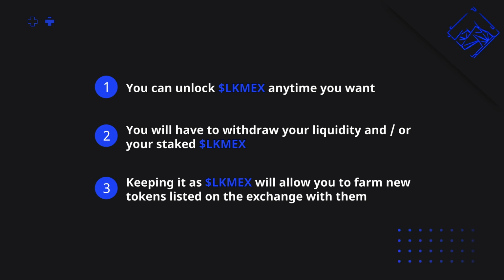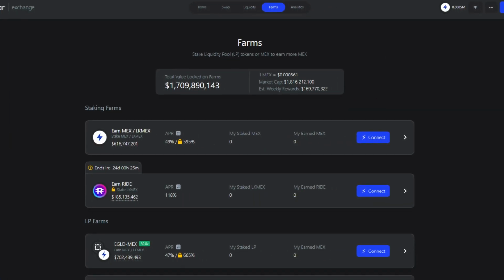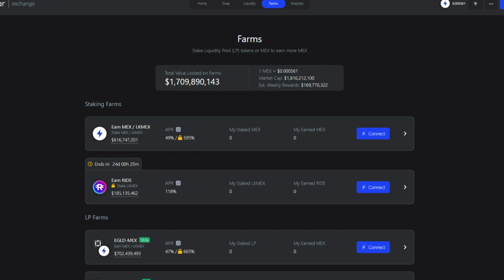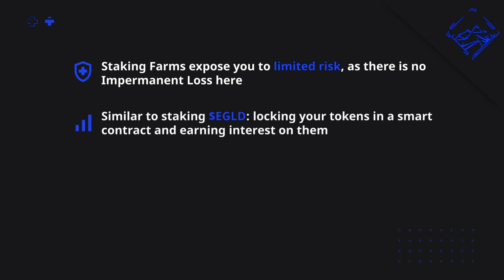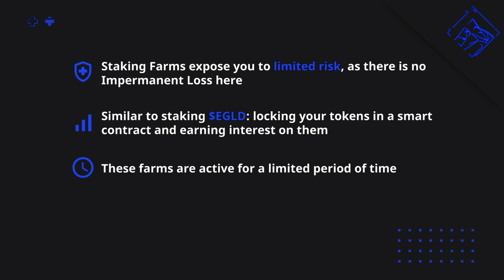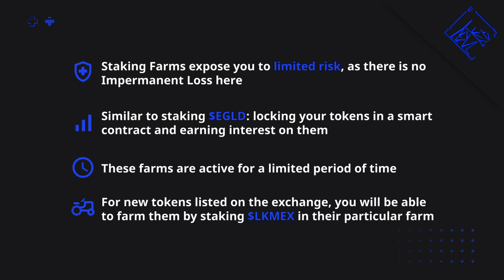Keeping it as locked MEX will allow you to participate in farming new tokens that will be listed on Maiar exchange. Just as we saw with the Ride token, a special locked MEX farm was created for it, where you can stake locked MEX and farm Ride. These staking farms expose you to limited risk, as there is no impermanent loss that can happen here. It is similar to staking EGLD, where you simply lock your tokens in a smart contract and receive interest on them. These farms are usually active for a limited period of time. The same will be true for new tokens that will be listed on the exchange. A special farm may be created for them, where you can stake locked MEX and farm that new token.